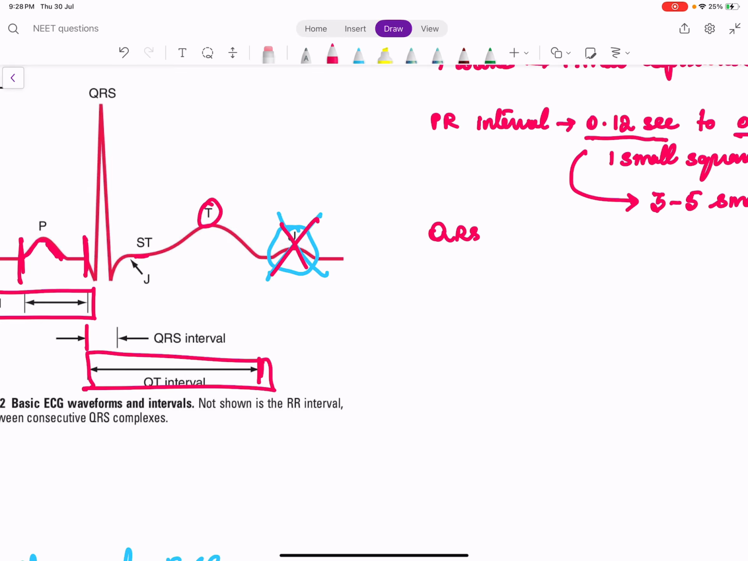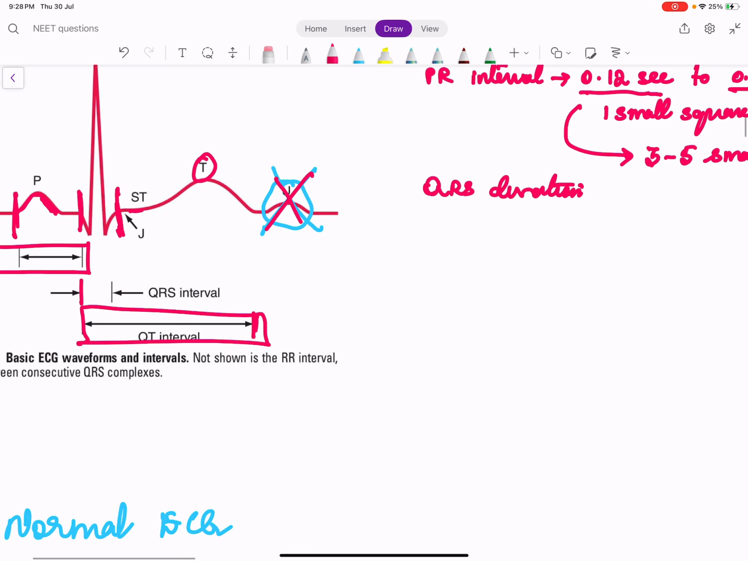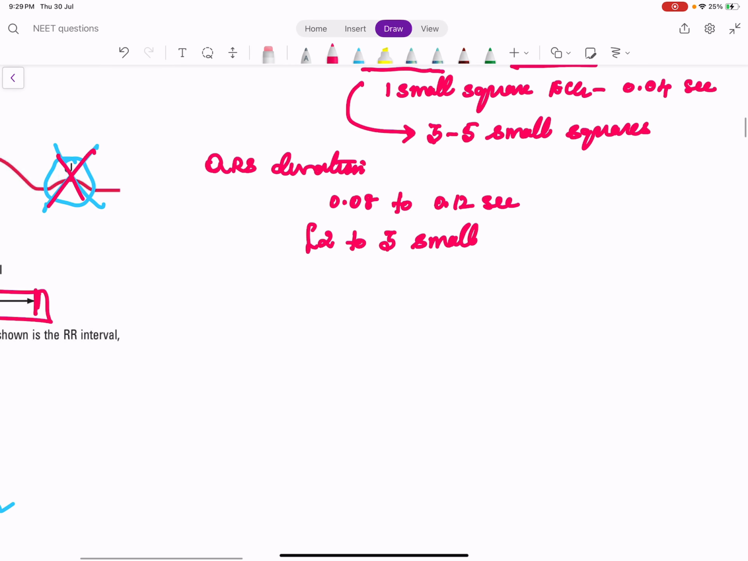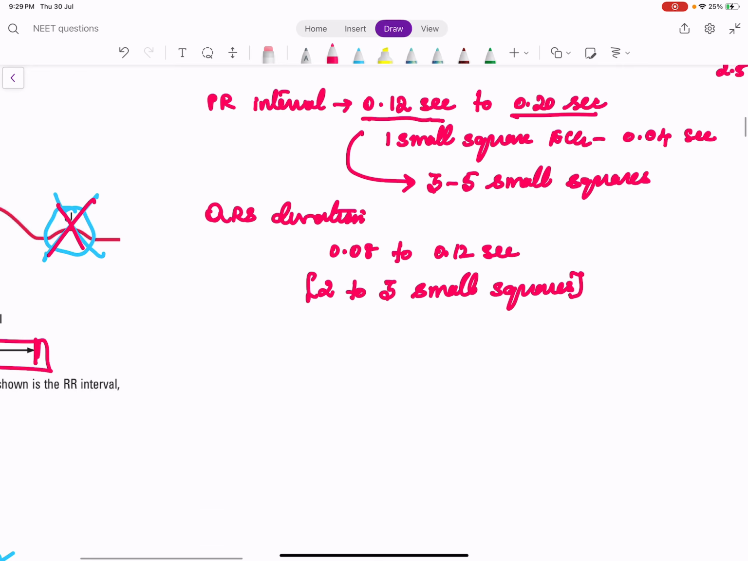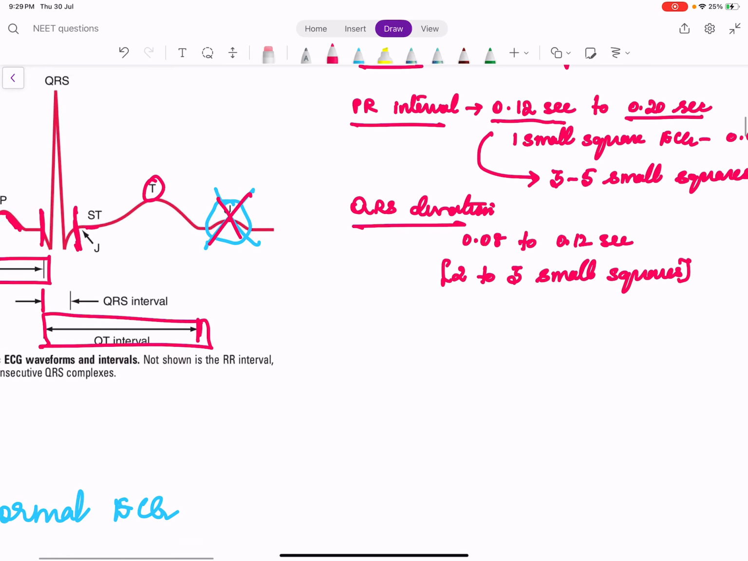What about the QRS? QRS duration is from the beginning of Q wave till the end of S wave. So QRS duration is 0.08 to 0.12 seconds, or in short it is 2 to 3 small squares, because we discussed one small square horizontally is 0.04 seconds in a normal standardized ECG. For discussion purposes, we assume that standardization is normal. So that is about P wave, PR interval, QRS duration.